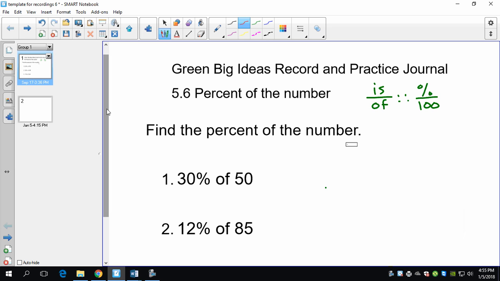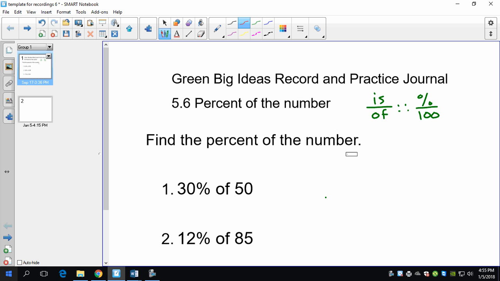For the green big ideas we're working on today, we're working on 5.6, percent of a number. We have a little formula that we use when we're dealing with percent of a number, and it goes like this: is over of is proportionate to percent over 100. So if you know the percent, we always write the percent over 100. Then we are trying to find the is or the of. The is is also sometimes called the part number, and the of is called the whole number. So we've got is over of, or part over whole, is proportionate to percent over 100.